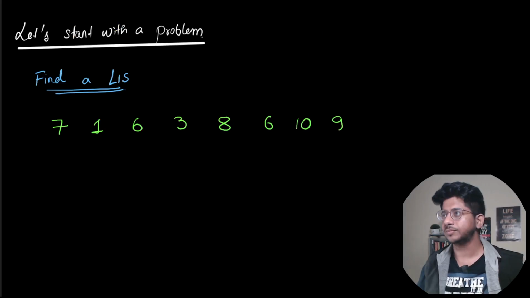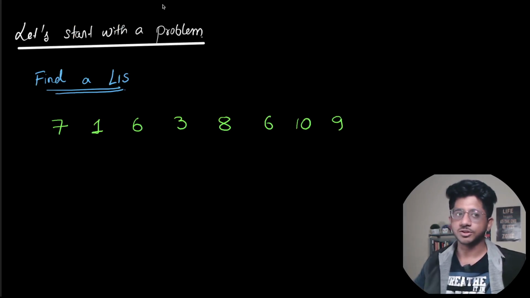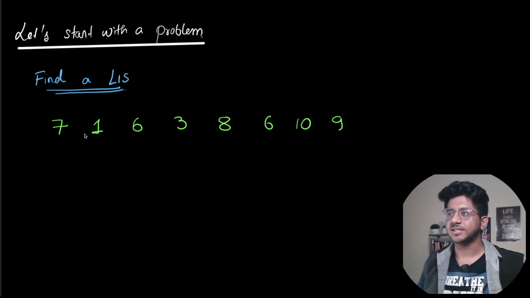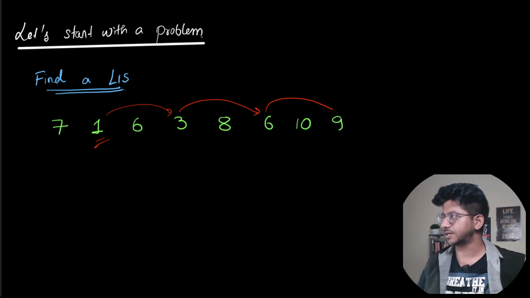Let's start with the problem. Let's start with a very, very well-known problem, which is finding an LIS. Let's say you are given this particular set of numbers in an array, and you have to find an LIS. Very, very simple problem. In this case, we can simply take 1, followed by 3, followed by 6, followed by 9, and that should give you, I think, a length 4 LIS. I don't think we can do any better than this.